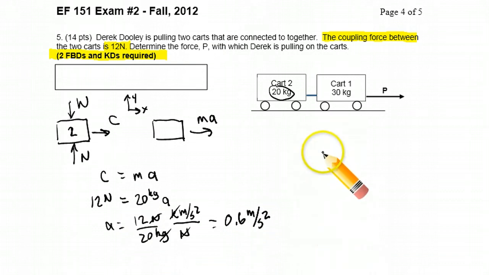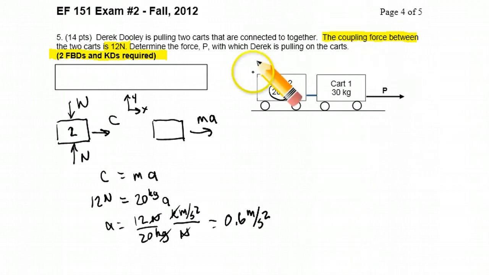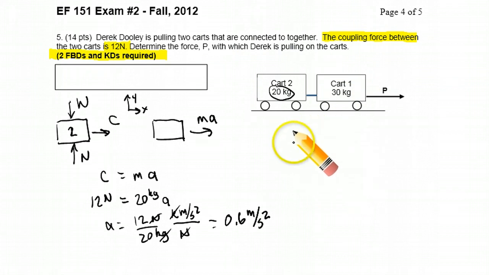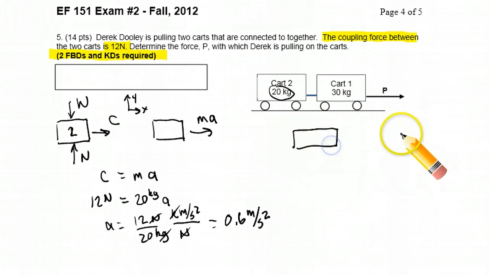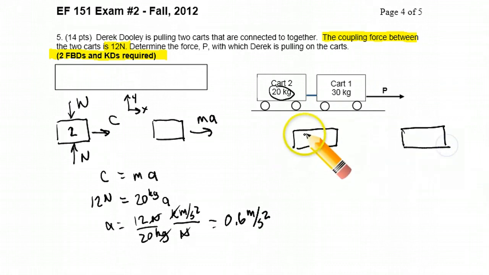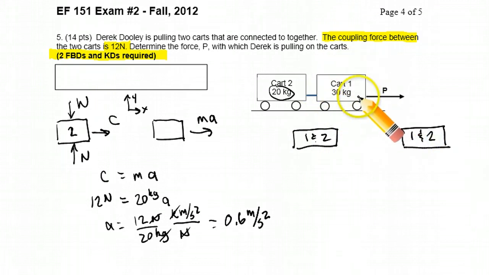Okay. So now we have an acceleration. That's acceleration of cart 2. It's also the acceleration of the whole system. So we can draw a free body diagram, kinetic diagram of 1 and 2. We could also do just cart 1. We would have to factor in the equal and opposite coupling force, but this, using a whole system, has one less force, so works out a little bit easier.